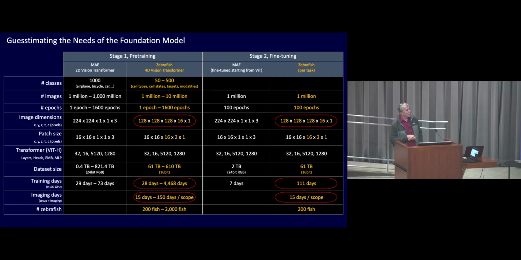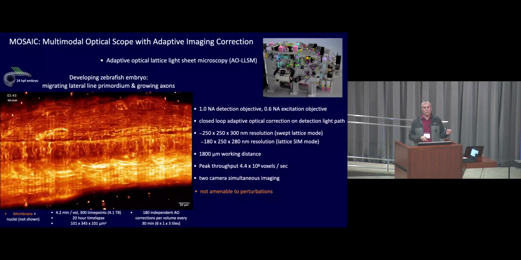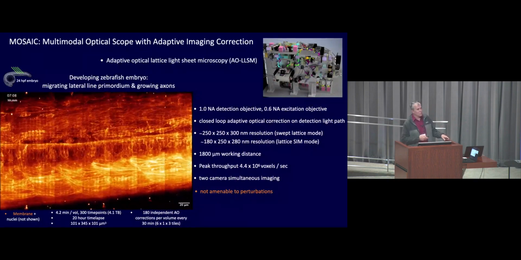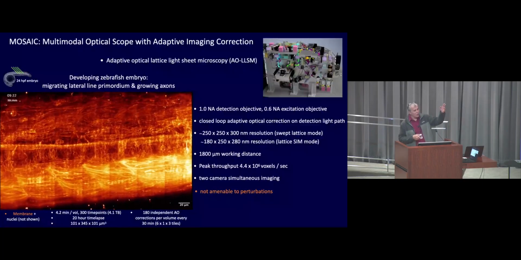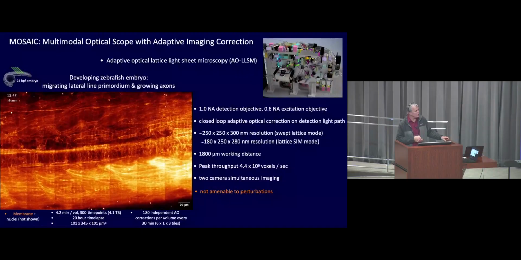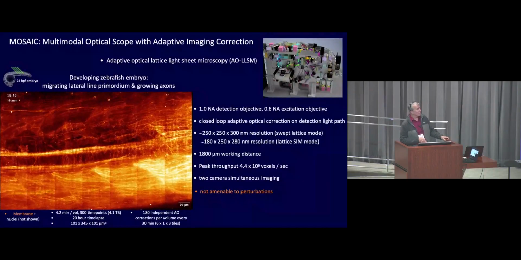So for pre-training, we need less than a petabyte here. On our scope, that takes maybe 150 days per scope. So we've been trying to develop very performant microscopes to take data at the scale that we need. The first one is based on one we've had in hand for a while, our Mosaic microscope, which does adaptive optic lattice light sheet. It works quite well. We get high quality data.